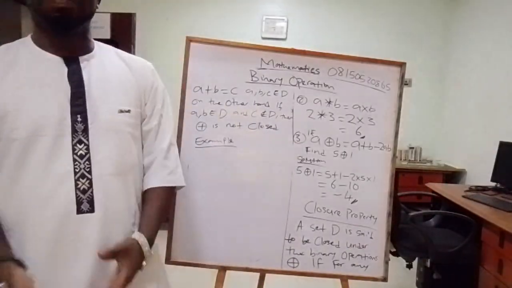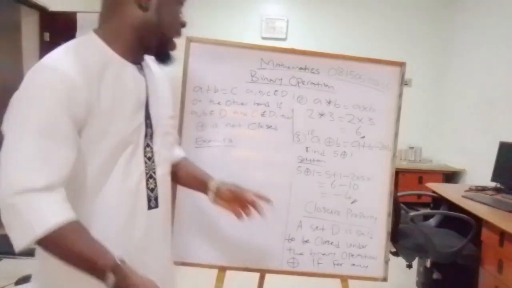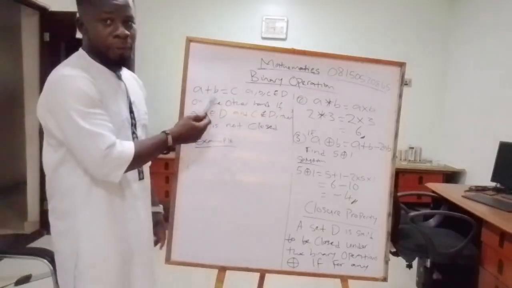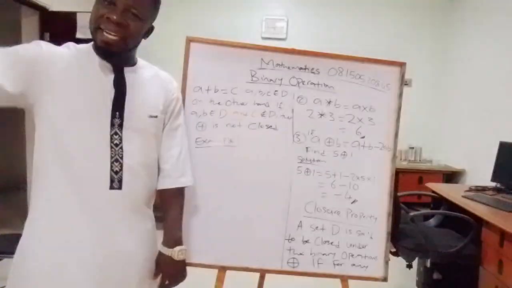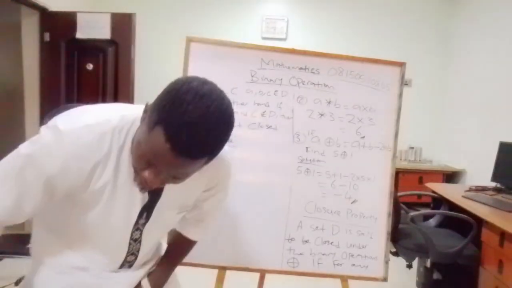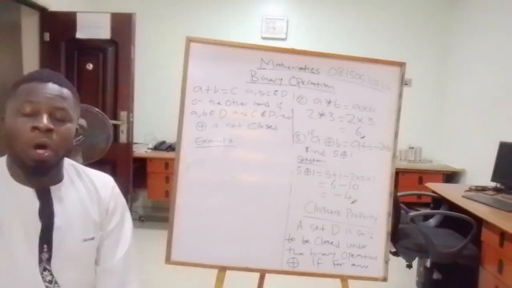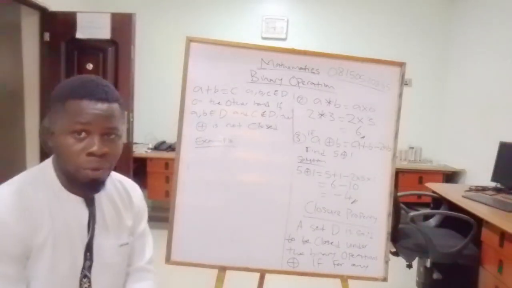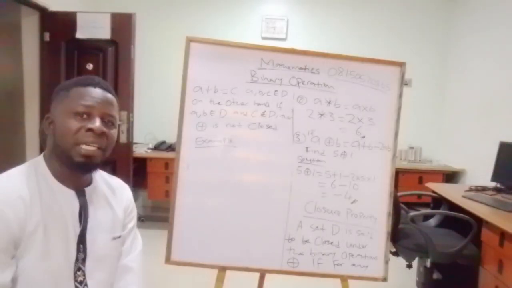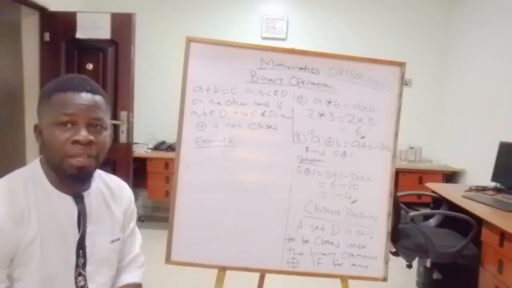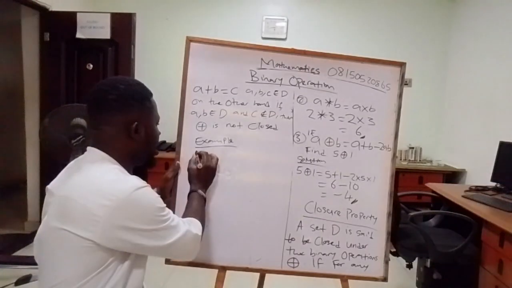Now, if I give you D to be 1, 2, 3, 4, 5, 6, 7, 8, 9, 10, and I give you an operation to solve, if you cannot find the answer that you are getting inside that set D that I've given to you, then you say it's not closed. But if you can find that answer inside D, then you say it's closed. What am I saying in essence? Let's say an example.